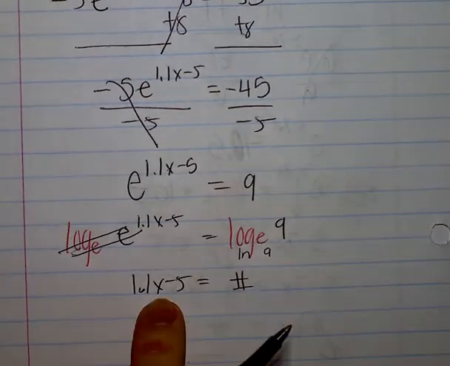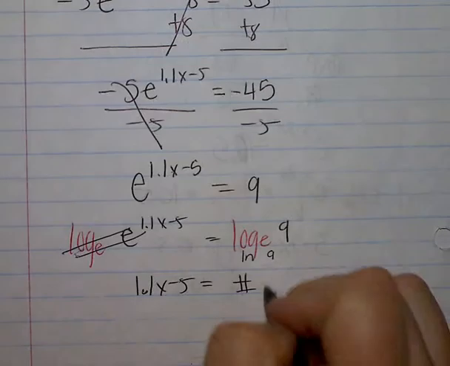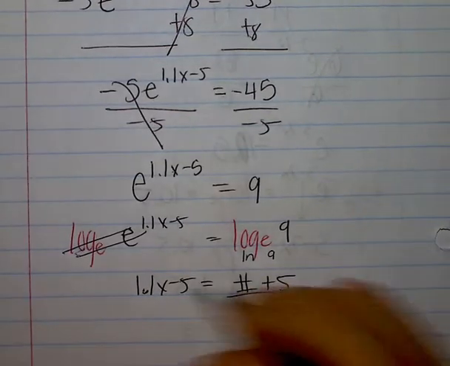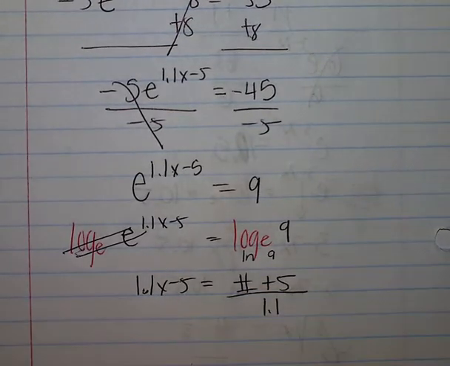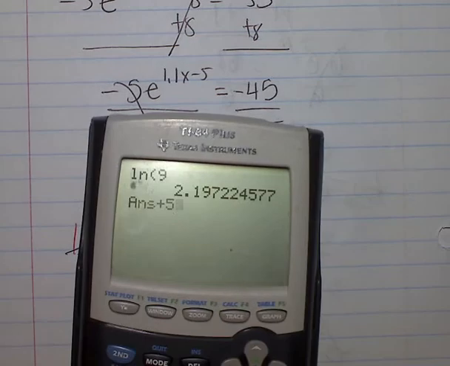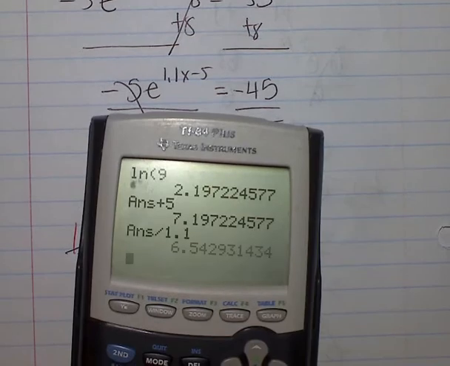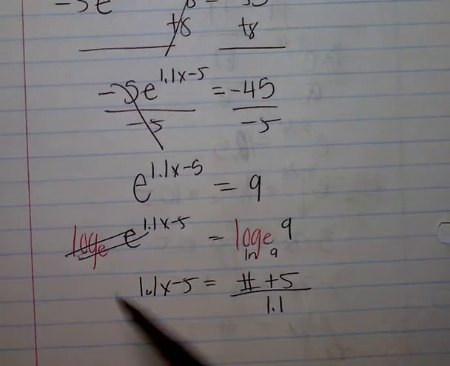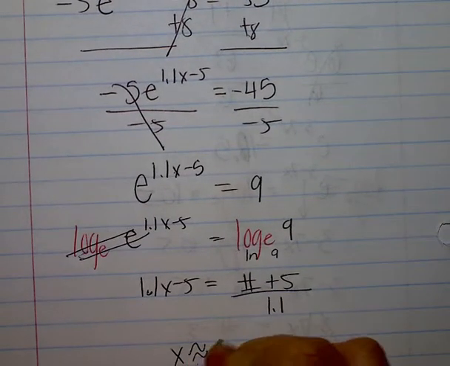And to isolate the x, I'm first going to add 5 to it and get an answer, and then divide by 1.1. And if I round this to the nearest hundredth, x is approximately 6.543.